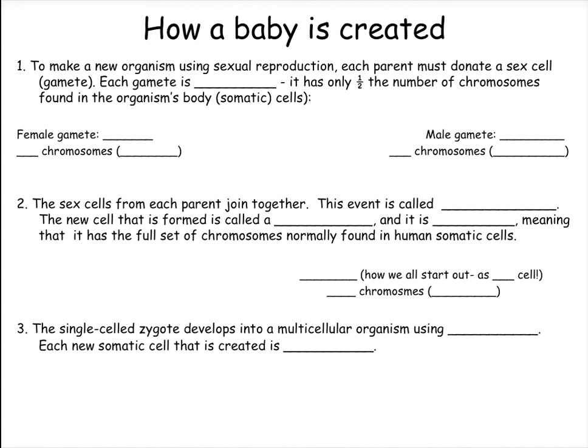Today, I'm going to first describe why it's important that the gametes are haploid, and then I'll talk about meiosis, which is the process that our bodies use to make haploid gametes.